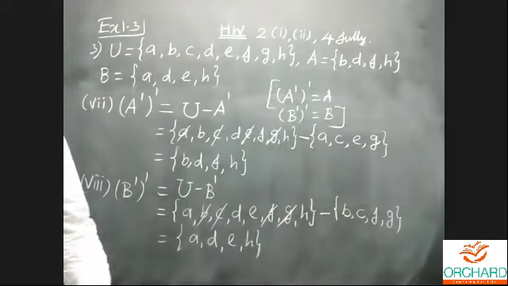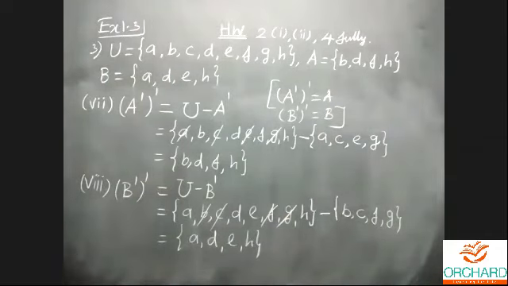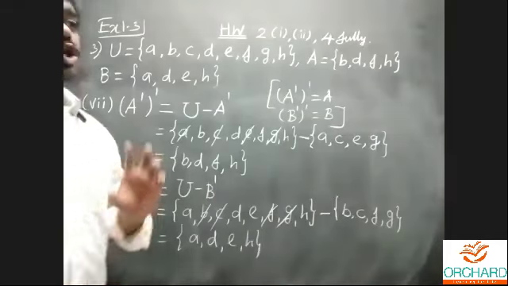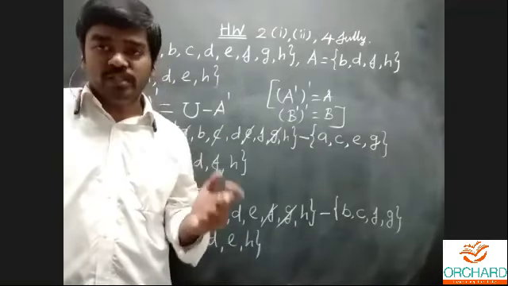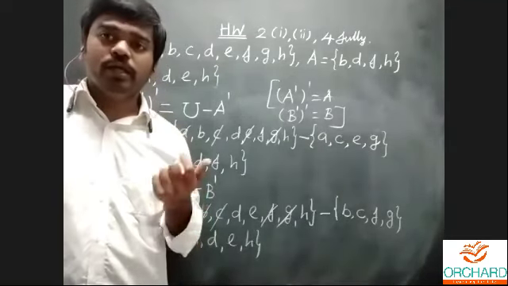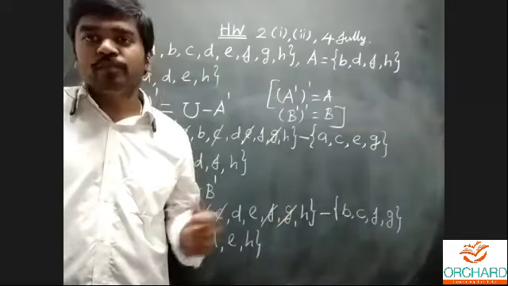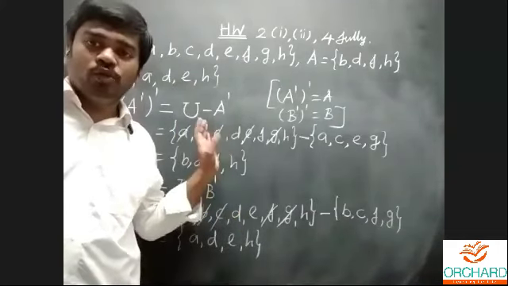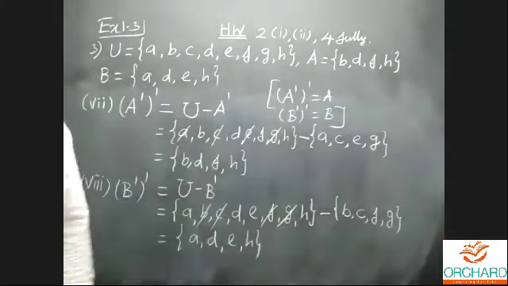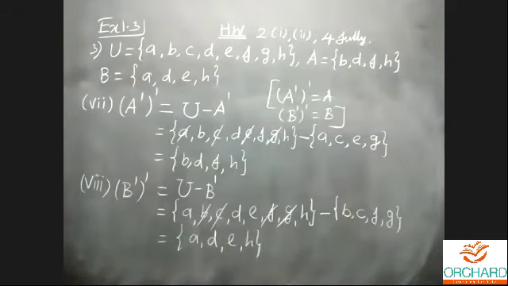This is the idea for the remaining two subdivisions as well. This problem is based only on the complement idea. All the subdivisions apply only the complement idea: the complement is the universal set difference the set. For example, A dash is the universal set difference A, and A union B whole dash is the universal set difference A union B. For all the subdivisions, it is the universal set difference whatever set it is, A, B, A union B or A intersection B.